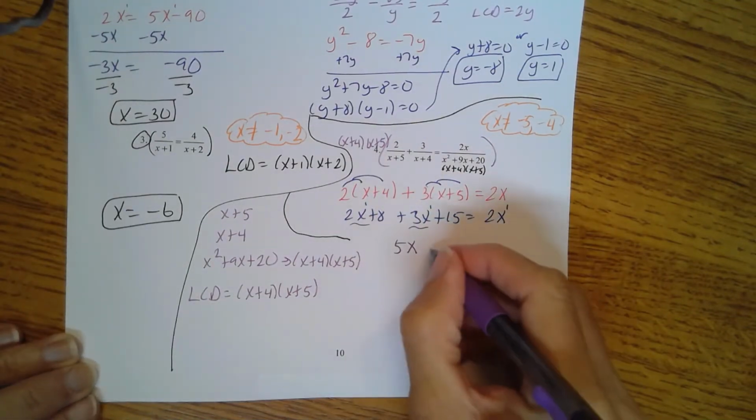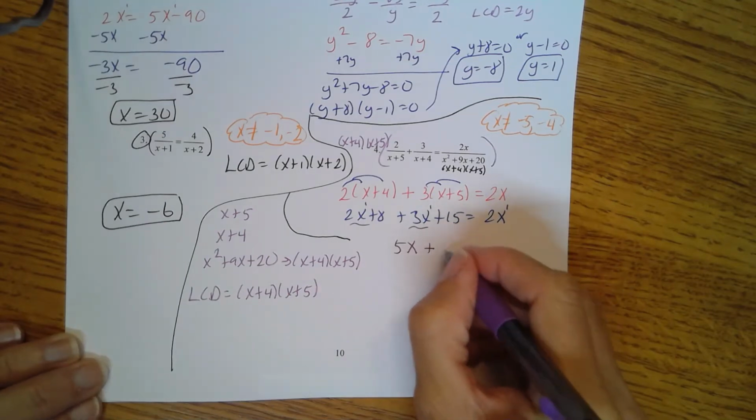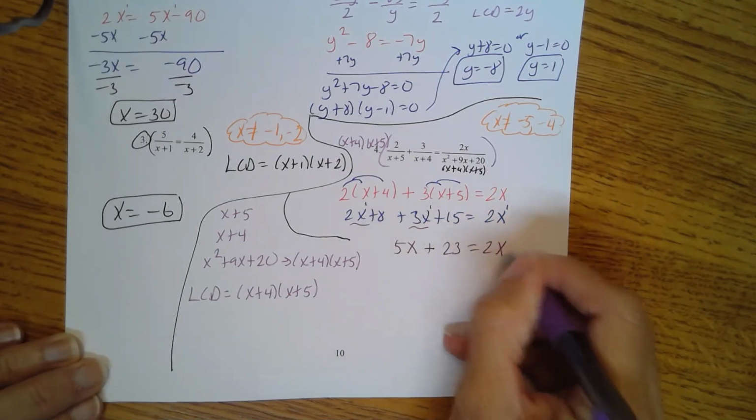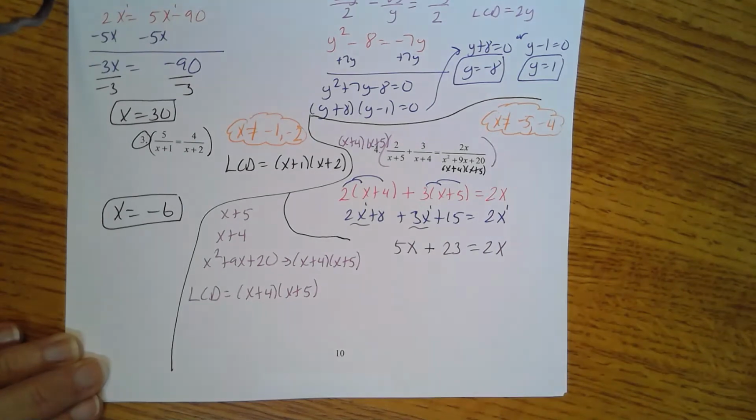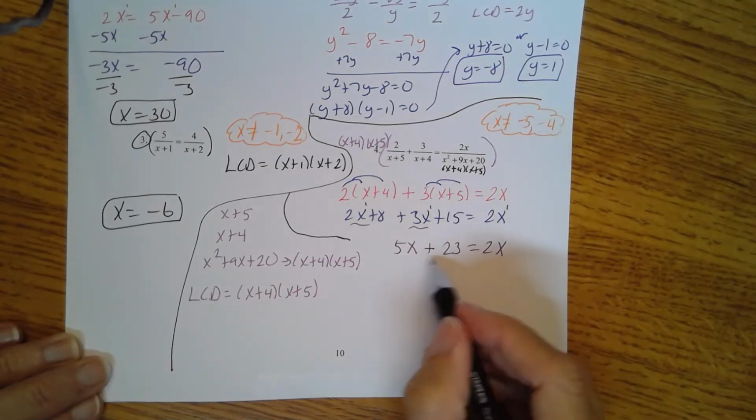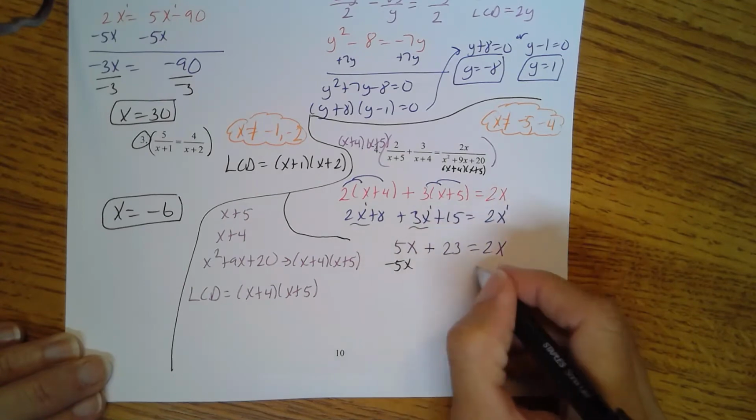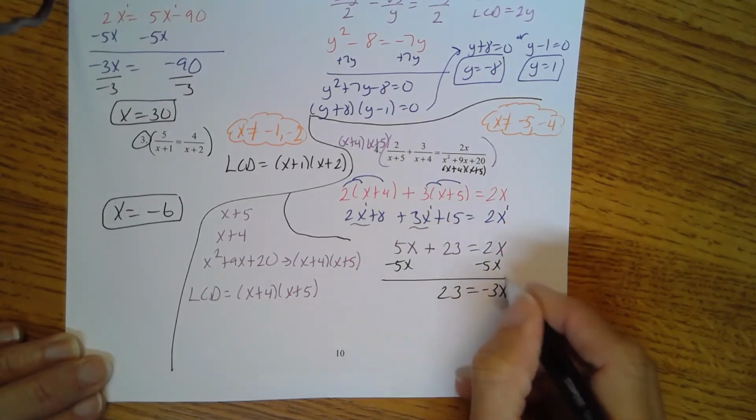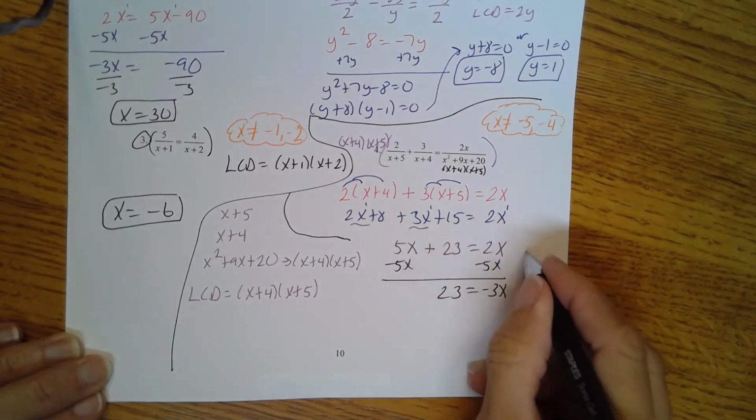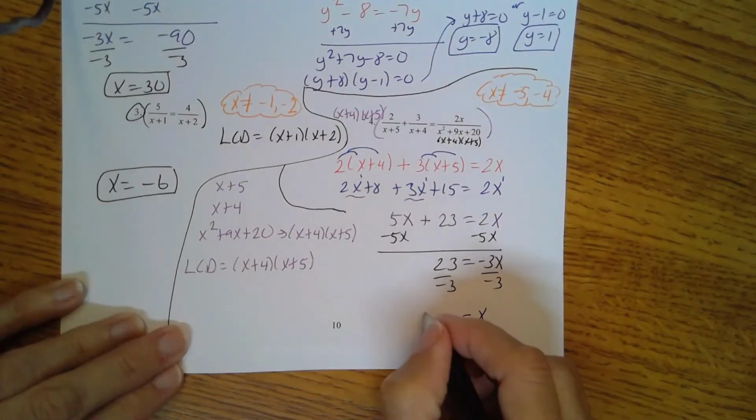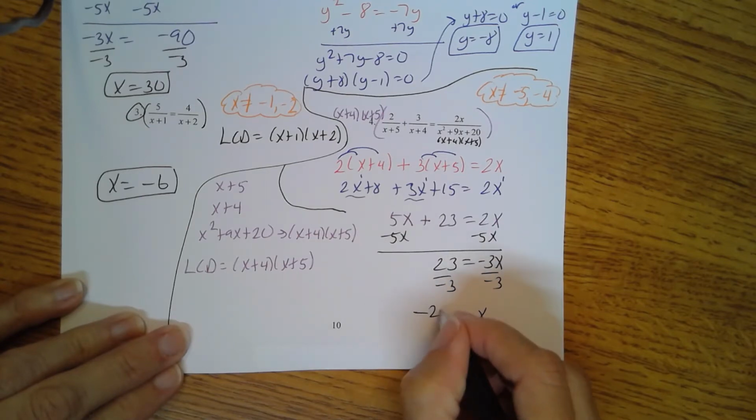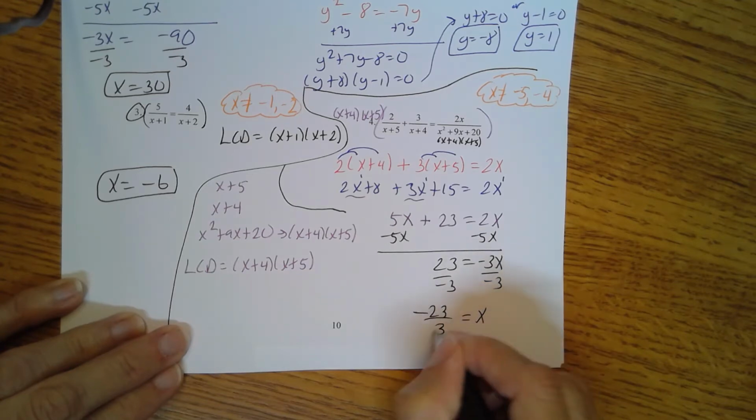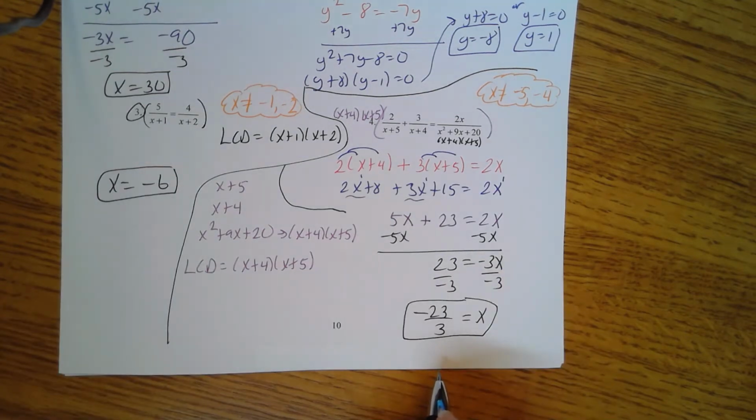We have an 8 plus a 15, and 8 plus 15 is going to be 23, equals a 2x. If I bring over the 2x, everything is on the same side. I'm actually going to subtract the 5x to take it over to the other side. If you don't want to do it that way, you can certainly go ahead and subtract over the 2x and subtract over the 23. Then I'm going to divide. Negative in the denominator, so we put it on top. So x is going to equal negative 23 over 3.